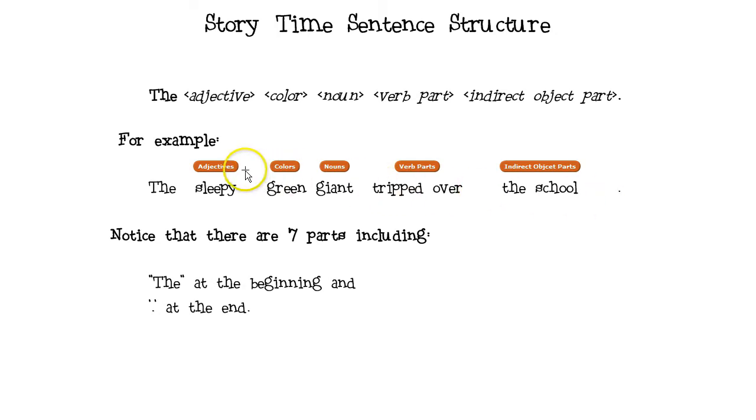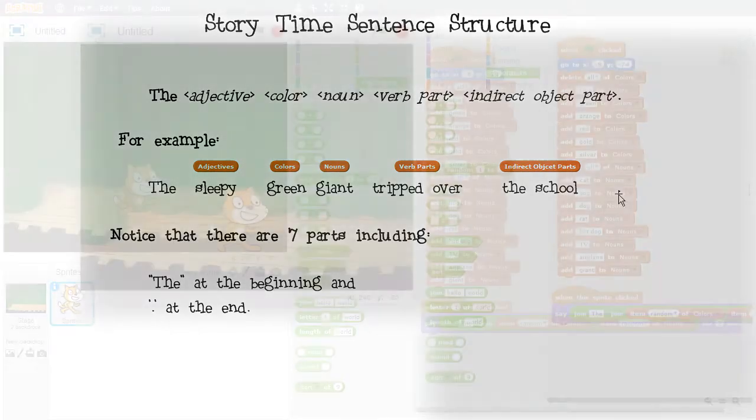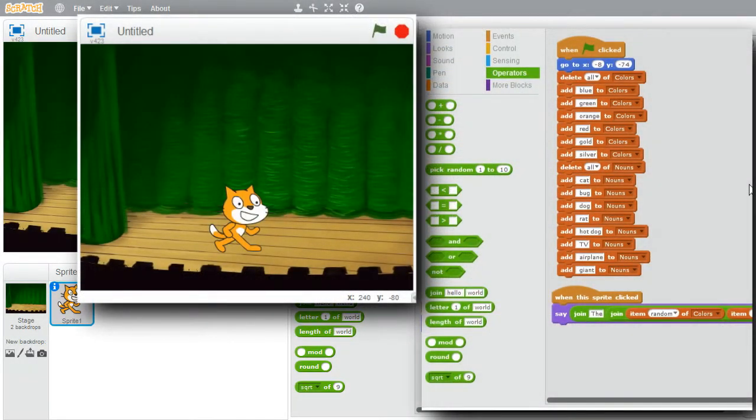I'll have words coming from lists. I'll have lists holding adjectives and colors, nouns, verb parts, and indirect object parts. Notice that there are 7 parts. The is 1, 2, 3, 4, 5, 6, and 7. I'll need all 7 parts to make a sentence. I'll go back to Scratch and create my list of adjectives.